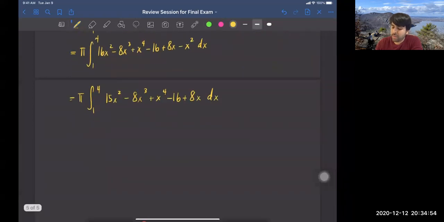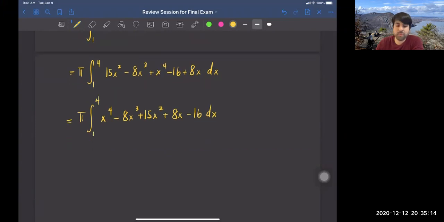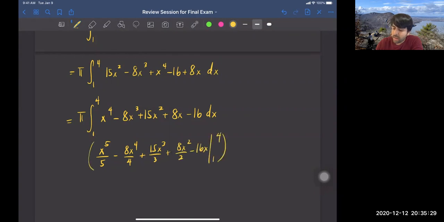If you want, we can rearrange this into standard polynomial form. So this would be x to the fourth minus 8x cubed plus 15x squared plus 8x minus 16 dx. Then taking the antiderivative of this should be straightforward. X to the fifth over 5 minus 8x to the fourth over 4 plus 15x cubed over 3 plus 8x squared over 2 minus 16x evaluated from 1 to 4, times pi.